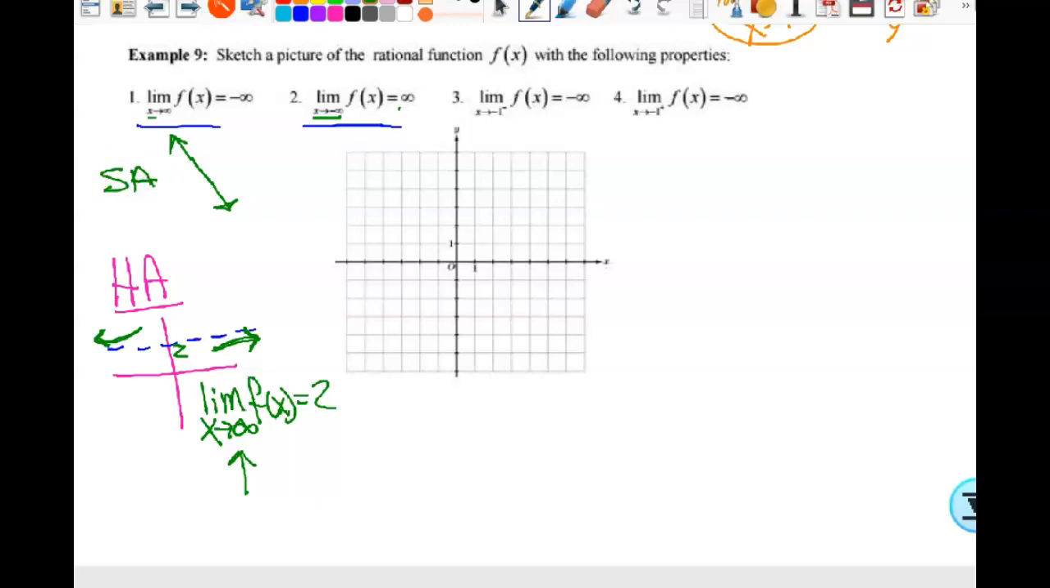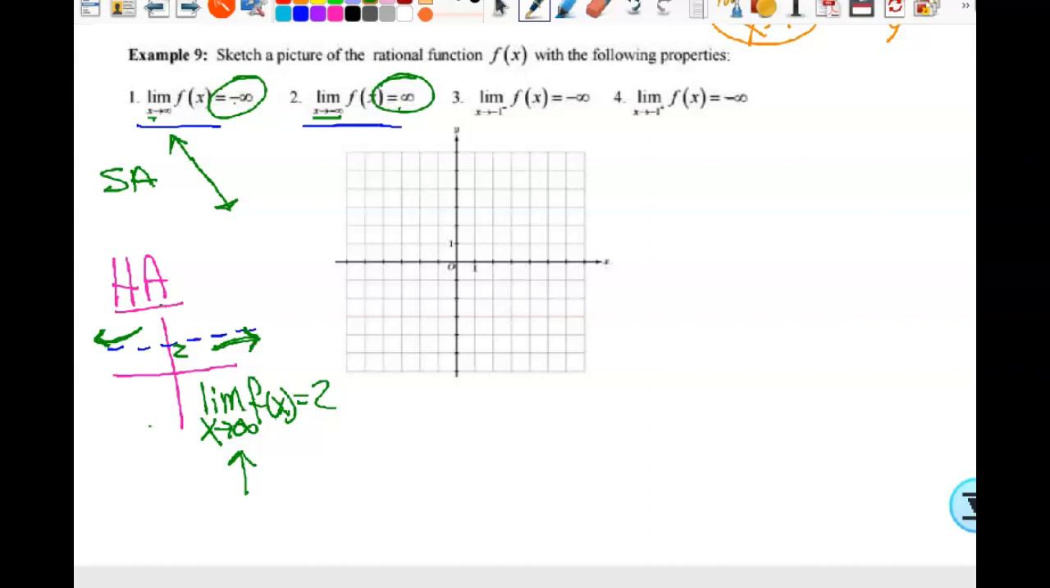Okay? If your end behavior approaches a number, it's a horizontal asymptote. If it approaches the infinities of either kind, then it's a slant asymptote. These specifically tell me not only is it a slant asymptote, but it's a slant asymptote with a negative slope, right? Because of what's happening there. We okay on that? That makes sense to you on that part?